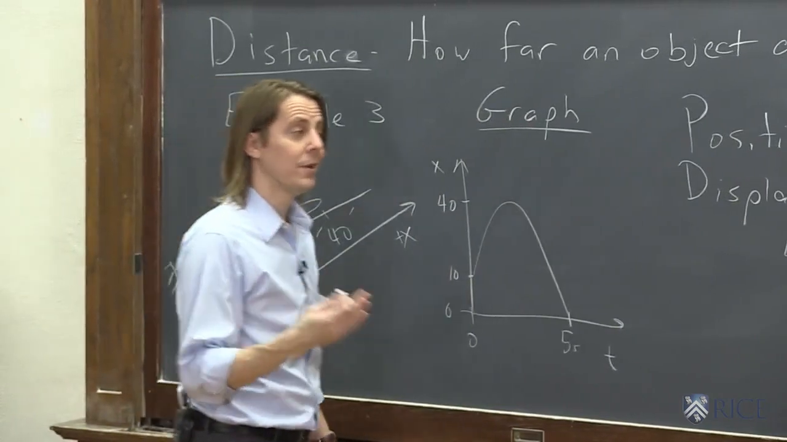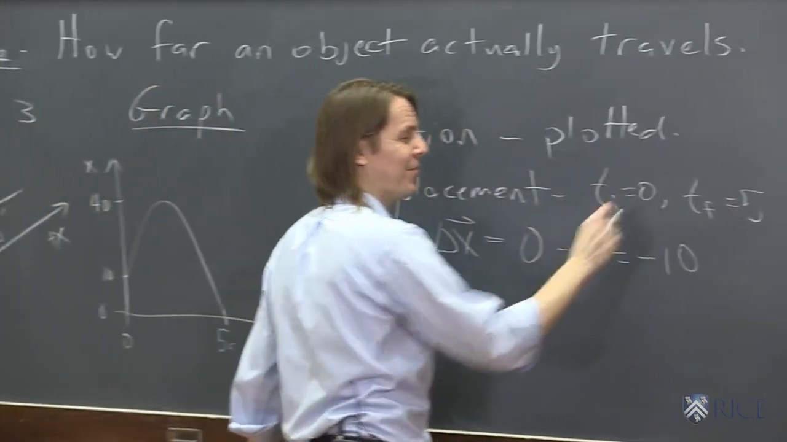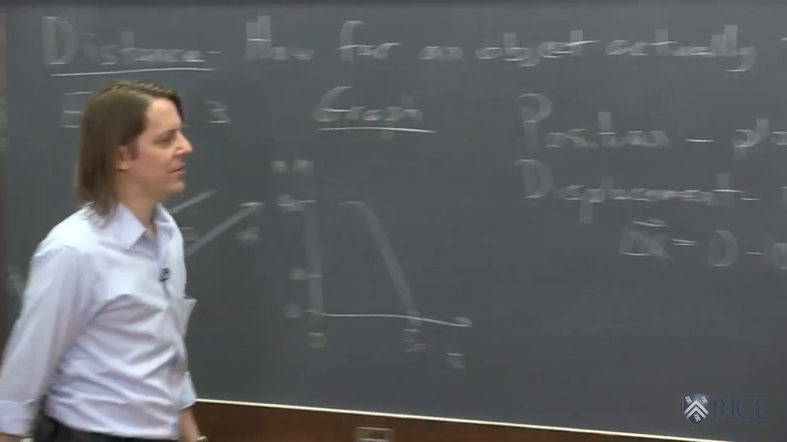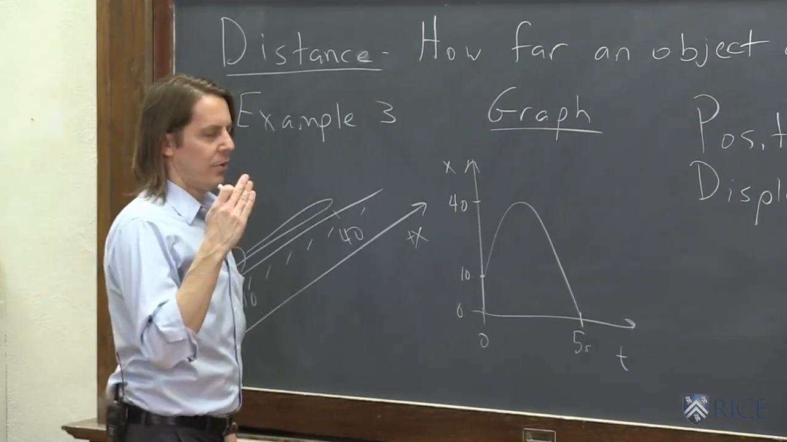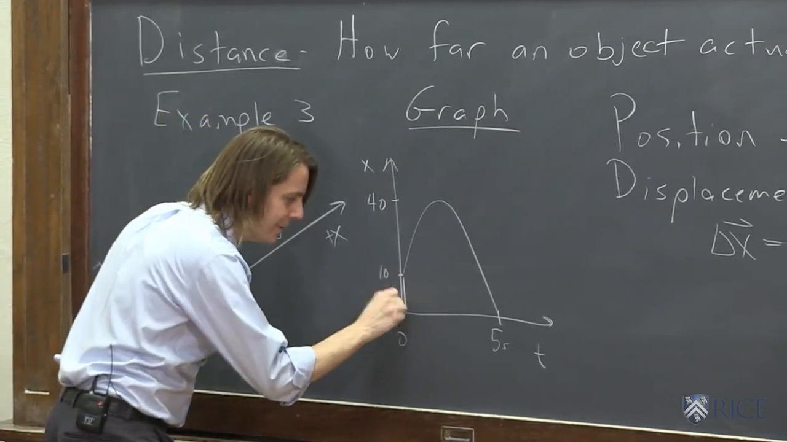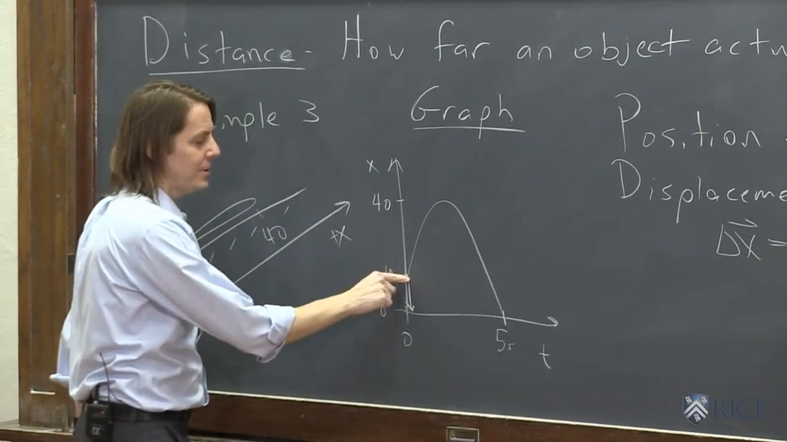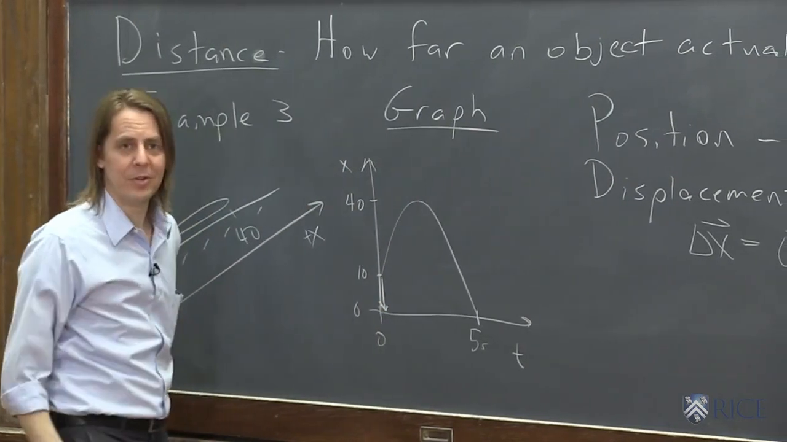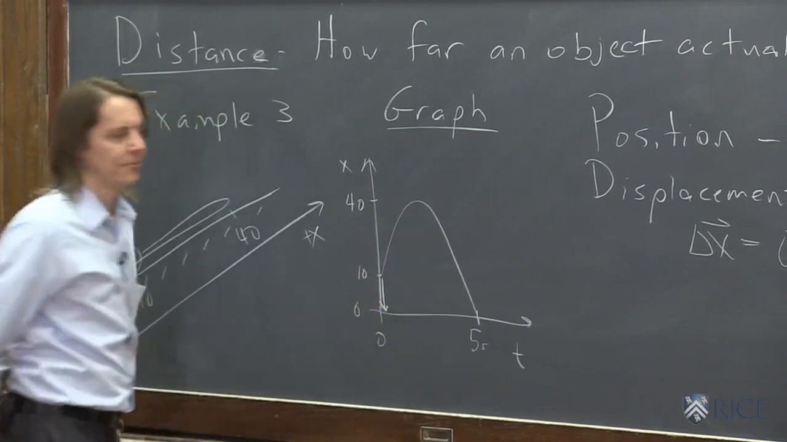And since it's a vector, and I can't put a vector hat on a number, that'd be kind of weird, I'm going to put my i hat. It just means along the x-axis. So the displacement was negative 10. If I were to draw that displacement vector, it would look like this. There it is. The displacement from initial to final is negative 10. All this other crazy stuff happened, but it doesn't matter. Displacement just cares about initial and final.